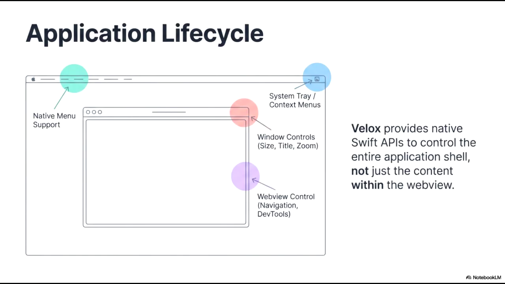Velox also exposes critical web view controls, such as navigation and developer tools, directly through its native interface. By leveraging these Swift APIs, you can ensure your application feels like a first-class citizen on the desktop, with deep hooks into the operating system's native lifecycle and UI components.